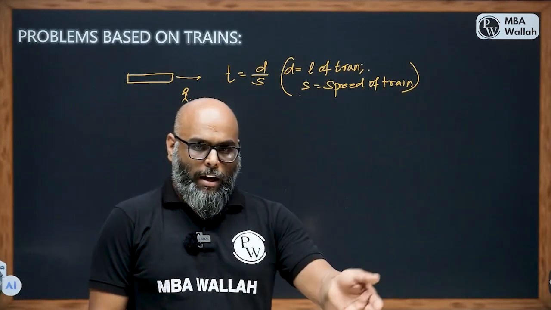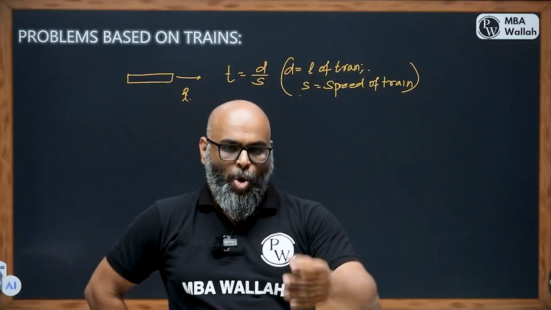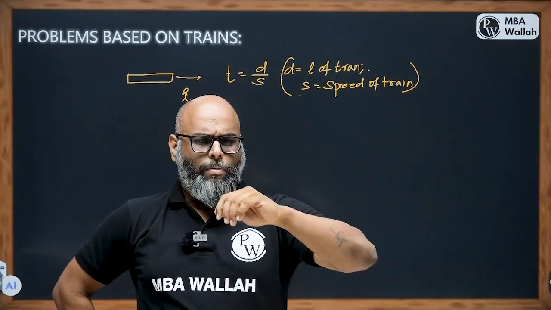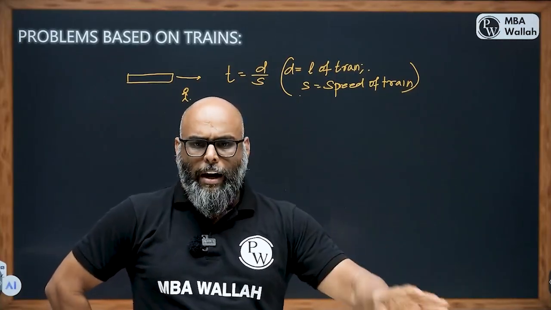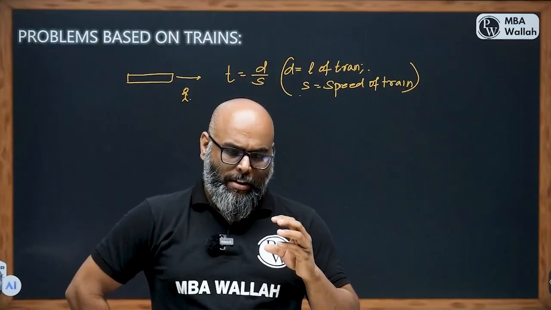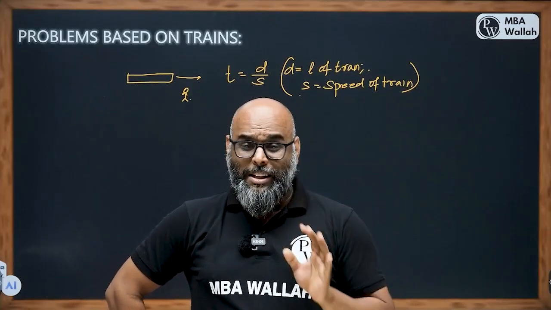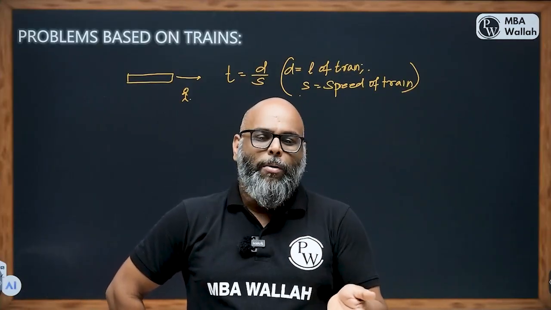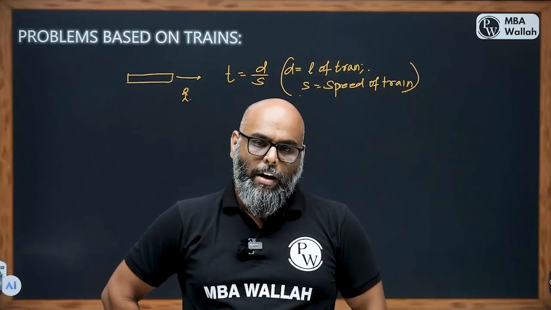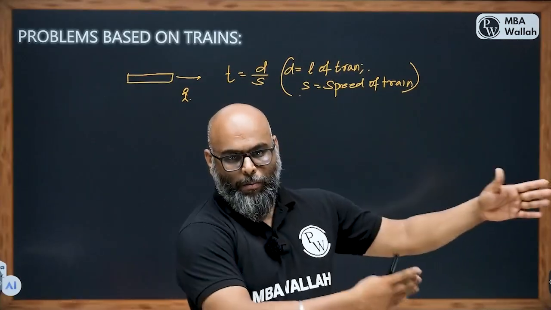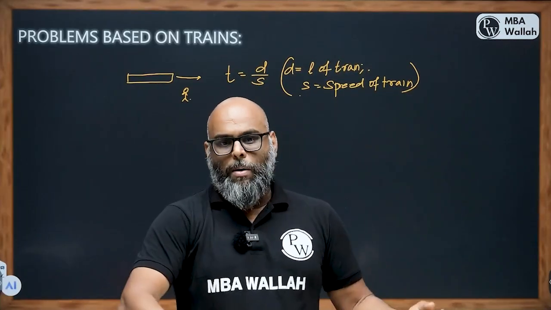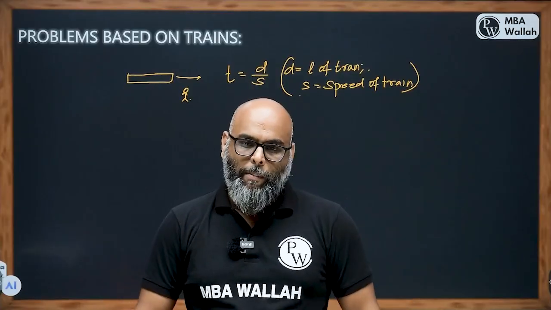Now, what about the other guy here? The man, the milestone, a lamp post, a stone, a car, a bike, unless or until there's something mentioned about it, those distances are negligible. You don't really worry about the length of the man. Even if the man lies down, that's 1.5 meters on average, 1.7 meters.